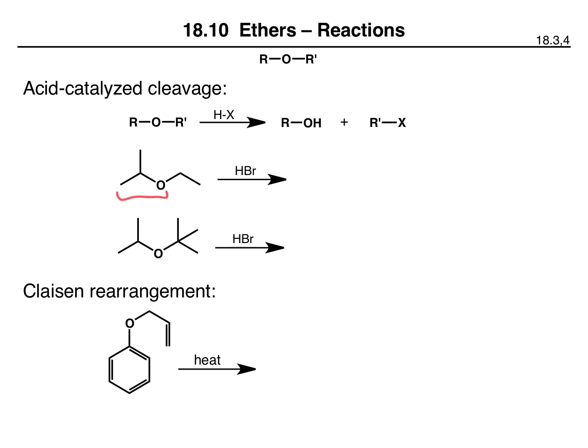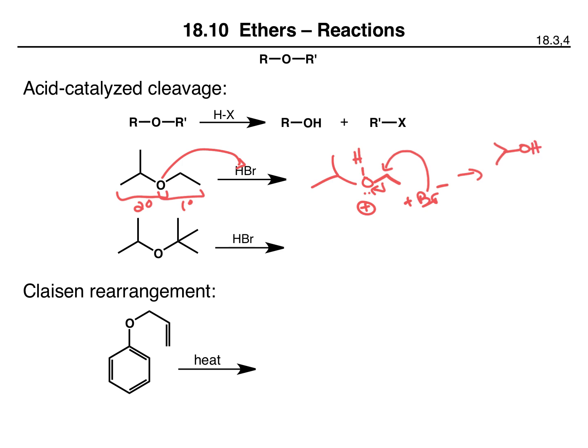If we were to think about this as an alcohol, we would call this a secondary alcohol, and this one would be a primary alcohol. So in the presence of strong acid, the oxygen is going to grab a proton, and we will get the protonated ether plus bromide. And then the bromide can add here, kicking out the alcohol as the leaving group, giving us this plus this.